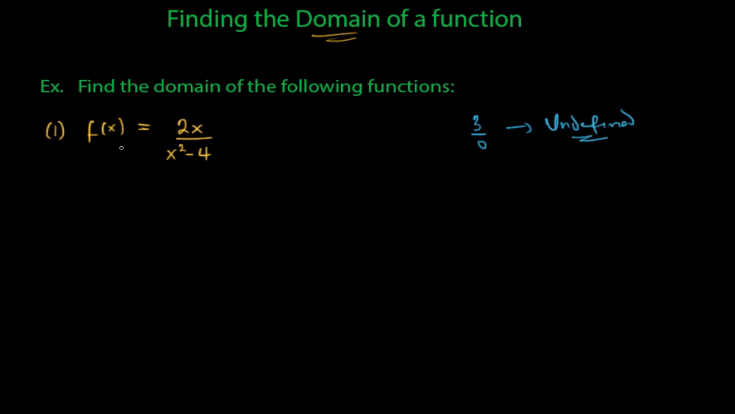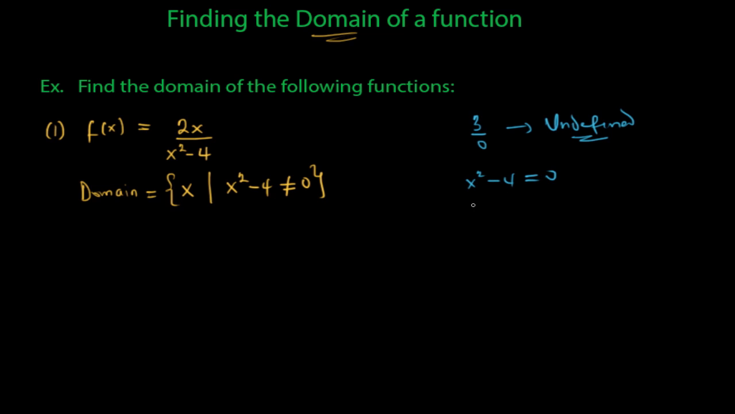So that is to say, the domain of the function is going to be the set of all real numbers excluding those numbers that would make the denominator 0. So in other words, the domain is going to be the set of all real numbers such that x squared minus 4 does not equal 0. Now, if you want to solve x squared minus 4 equals 0, I want to find the numbers that are going to make this 0.